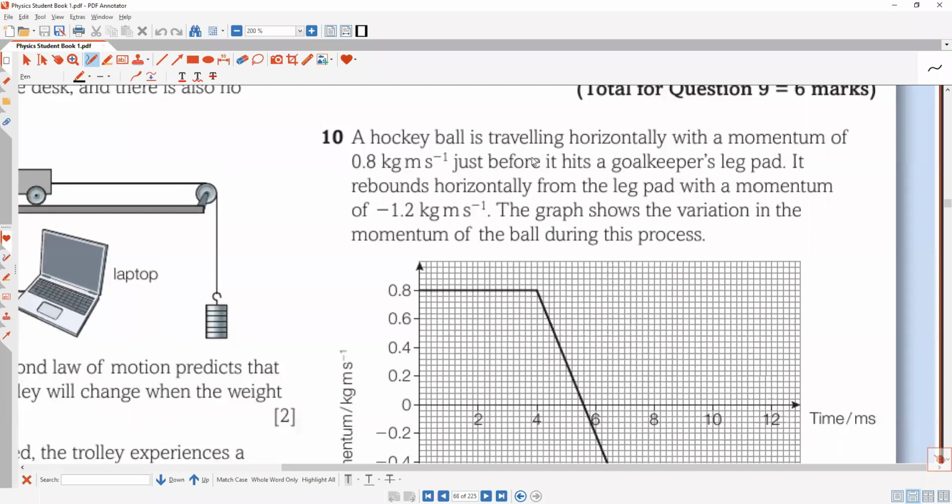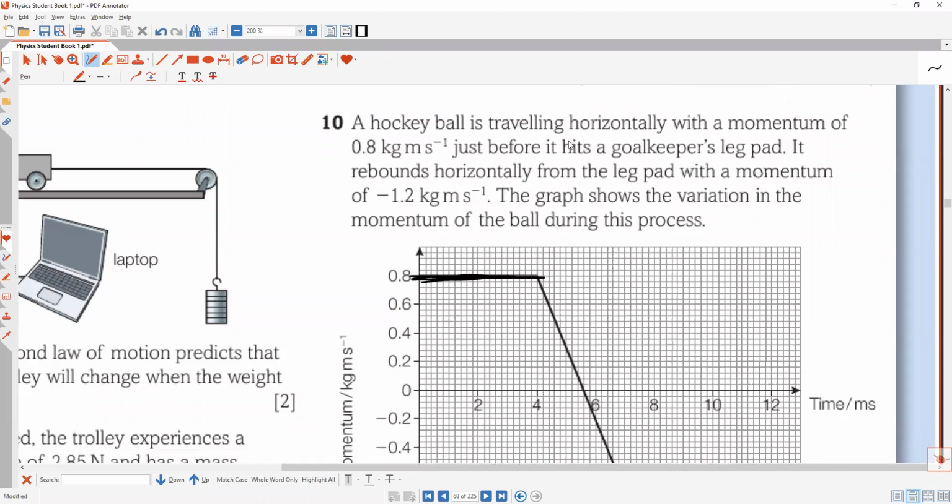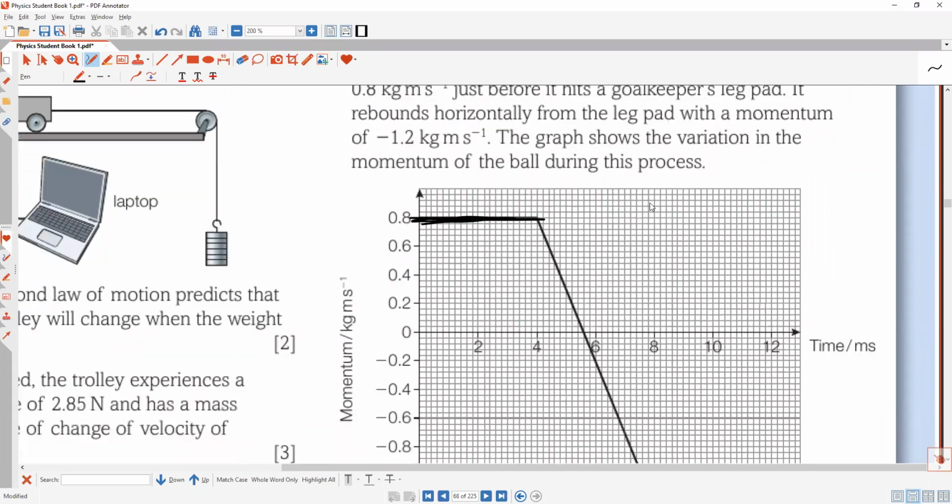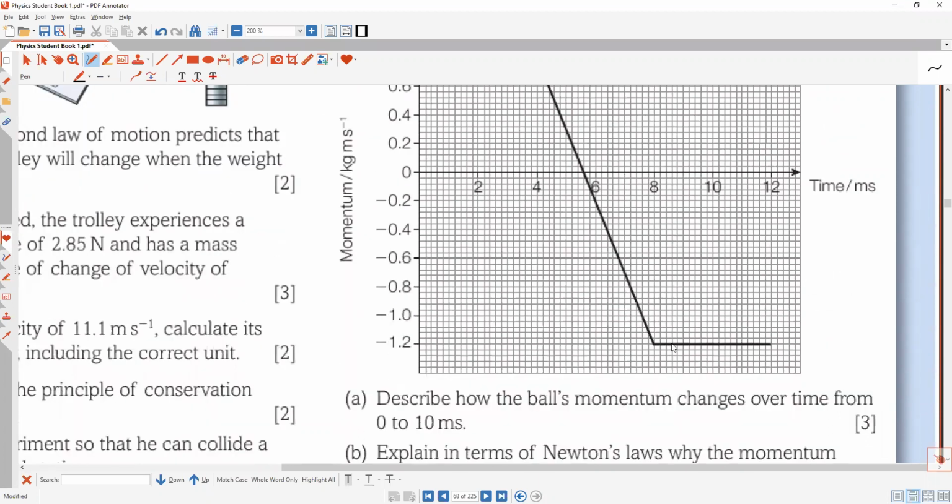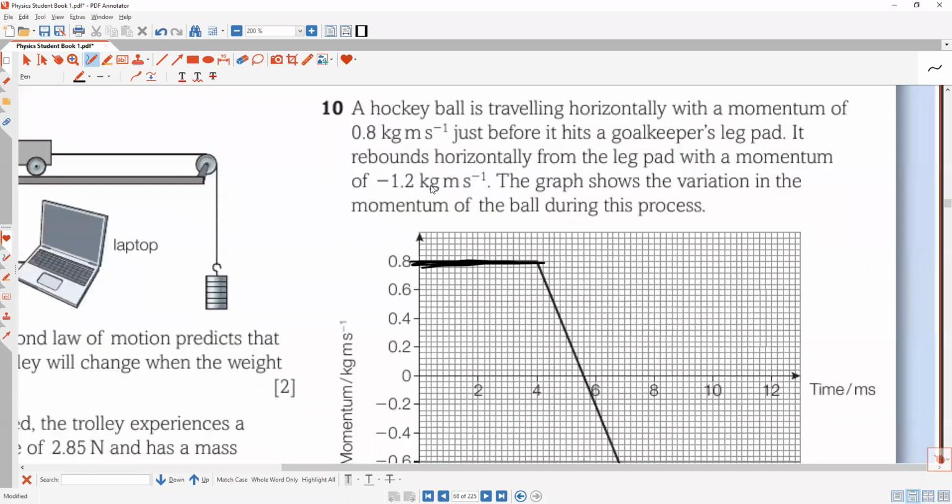Okay. So a hockey ball is traveling horizontally with a momentum of 0.8 kg meter per second, just before it hits the goalkeeper's leg pad. It rebounds horizontally from the leg pad with a momentum of minus 1.2. This is the initial momentum, this is the final momentum, but the momentum is in the opposite direction.